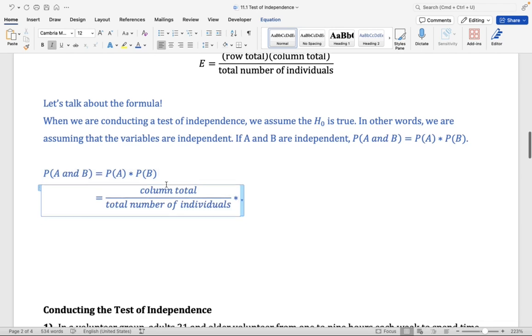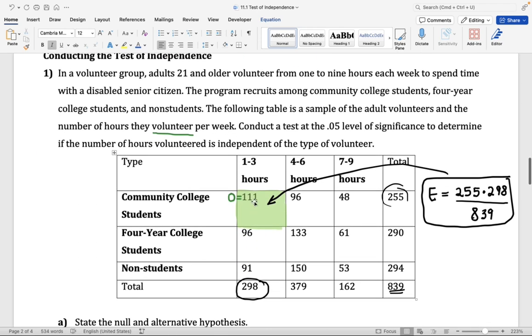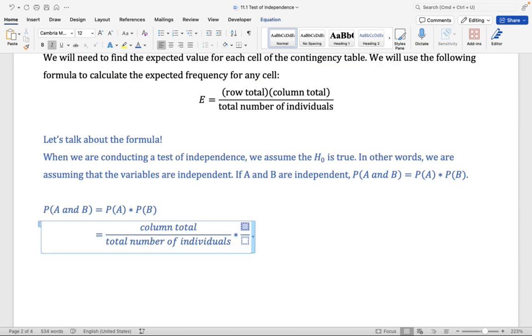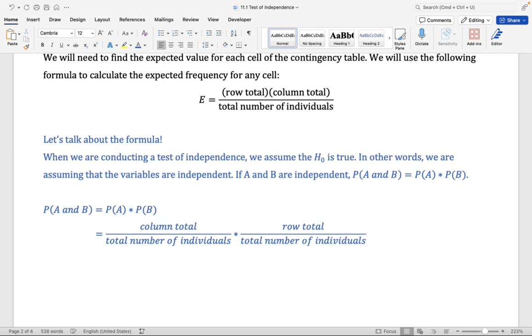Now, the probability of B, let's go back to the contingency table. Let's say we wanted the probability of someone from our sample being a community college student. In this case, we would ask how many people in your sample attend a community college? We have a total of 255. So notice, we're looking at the row total. So again, 255 divided by the total number of people in our sample, divided by 839. So we're simply saying take the row total and divide it by the total number of individuals. That is how we would calculate the probability of A times the probability of B using a contingency table.